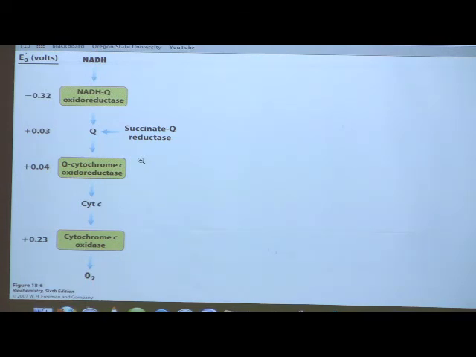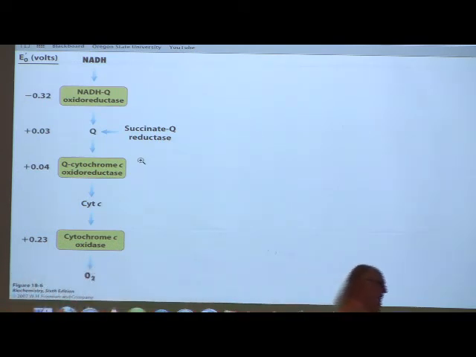Complex 4 passes its electrons off to the terminal electron acceptor. This is the thing that accepts electrons in their final destination, the oxygen molecule. When oxygen accepts electrons, it also accepts protons and makes water.